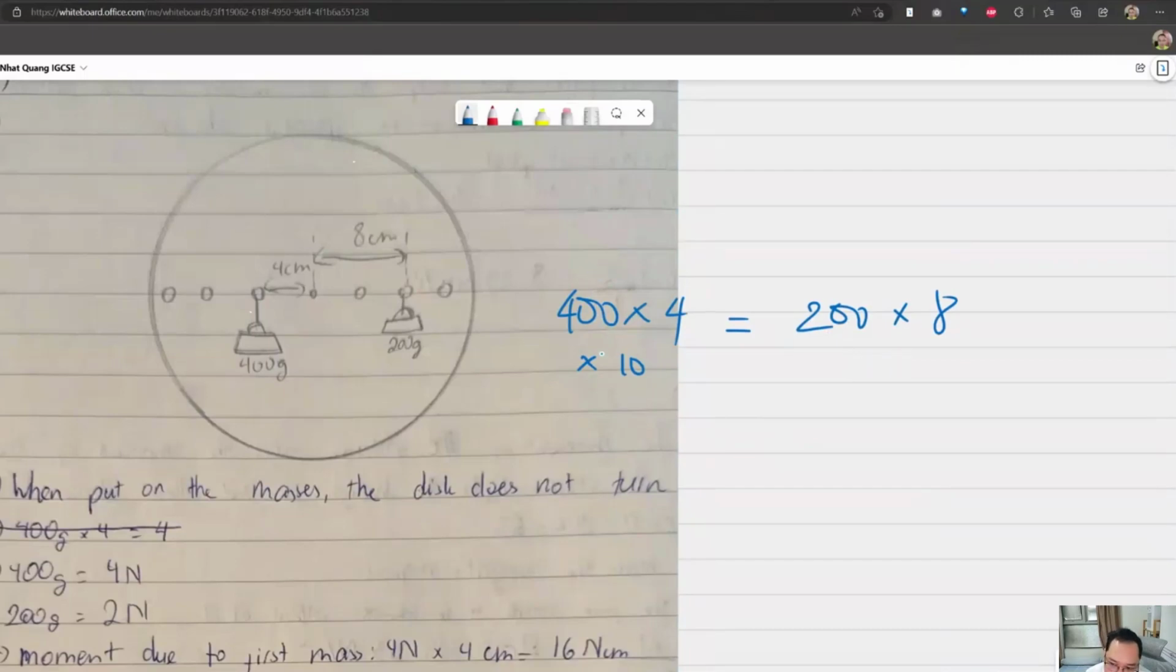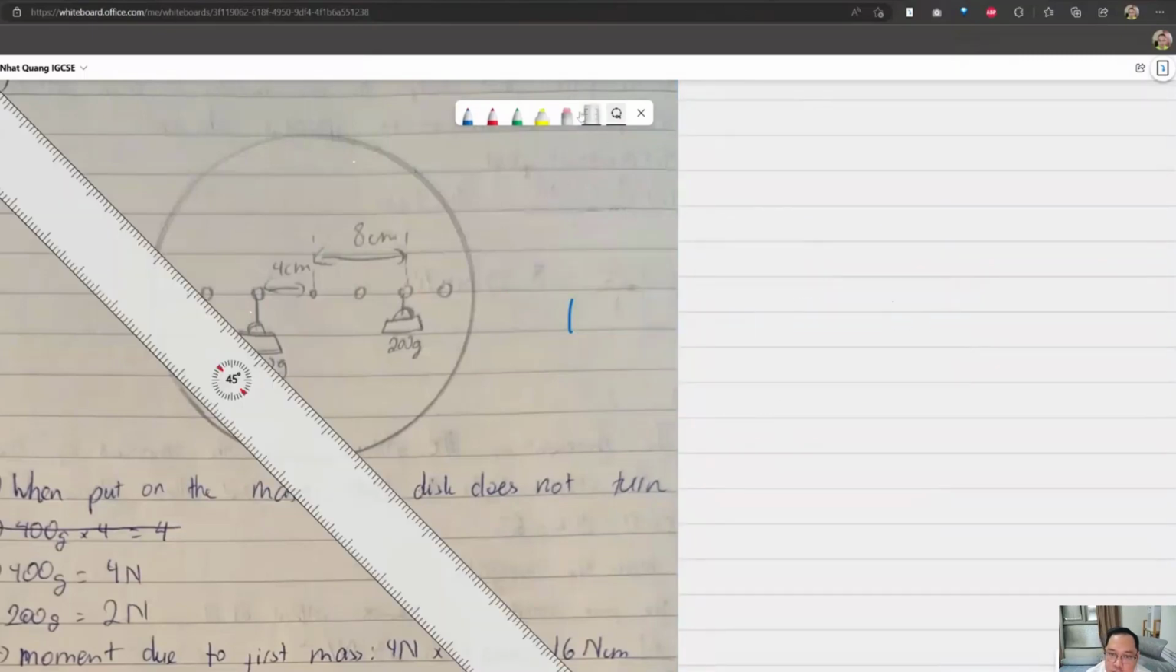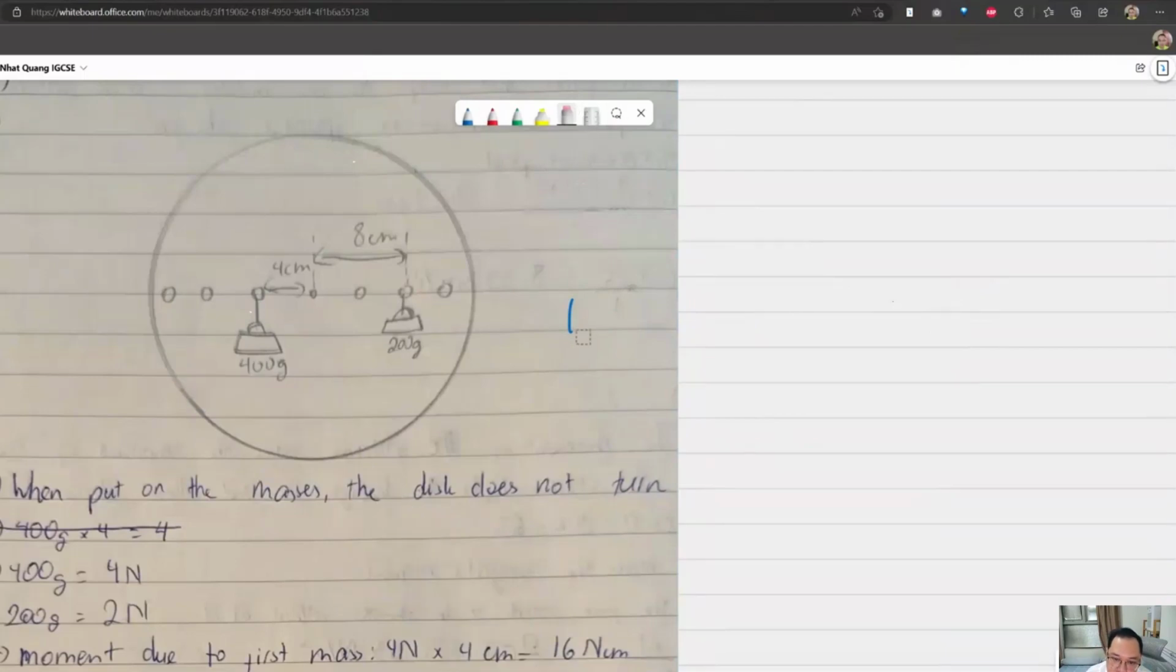Of course, if we want to calculate the moment, we have to convert the mass from gram to kilogram first, and then multiply with 9.8 or 10 to calculate the weight. But basically, that product, 400 multiplied by 4, equals 200 multiplied by 8. It is the correct option. Okay.